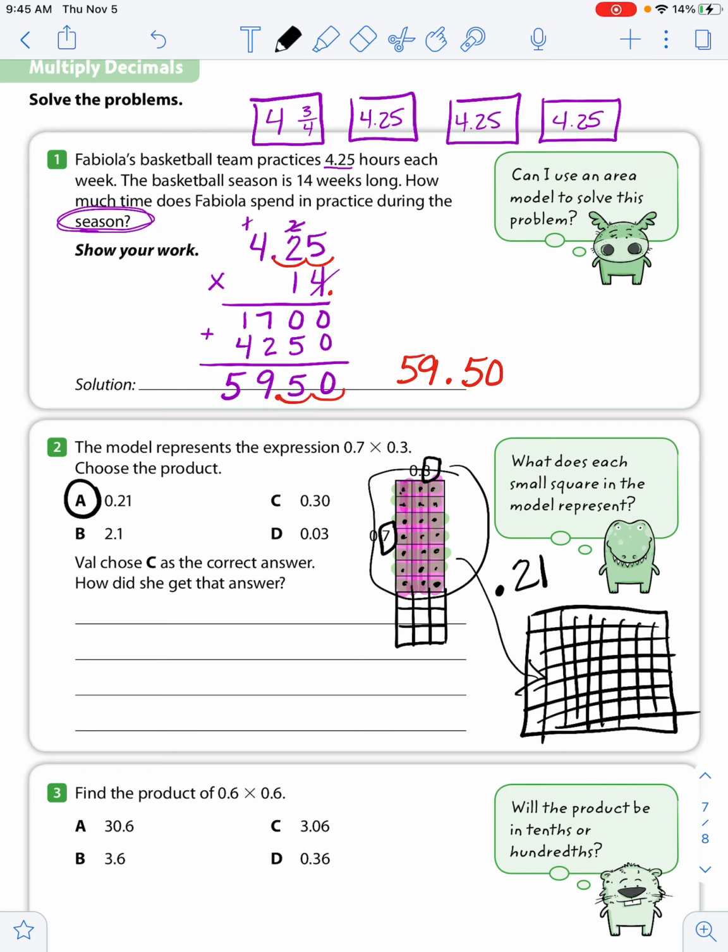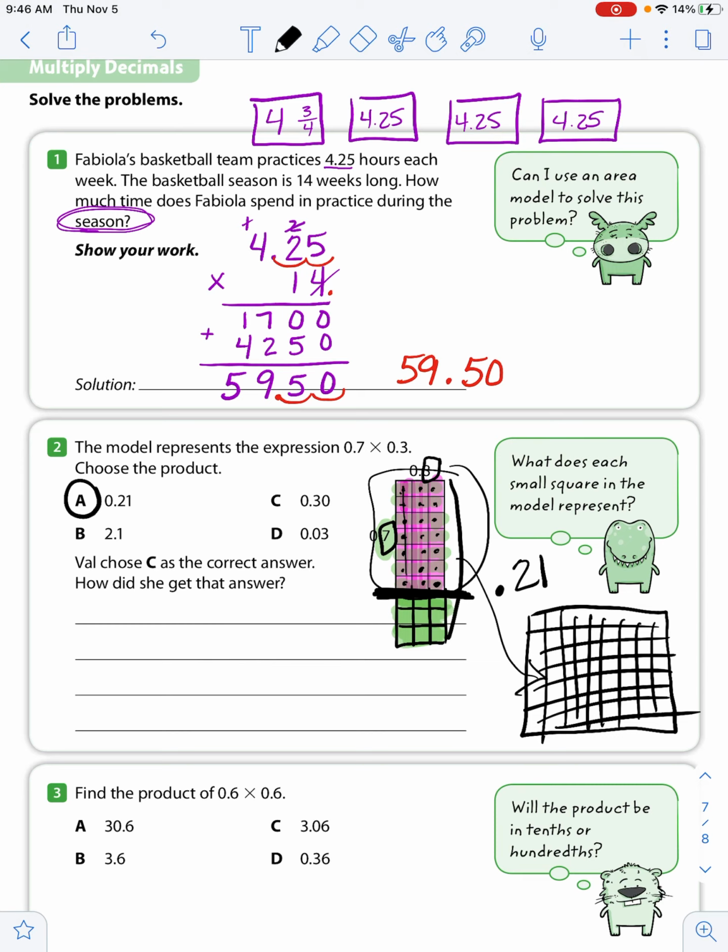Val chose C as the correct answer. How did she get C? Oh, I hate when they ask these questions. Well, let's see. How C? Oh, maybe they were thinking that 3/10 means that if they were shaded 3/10, this would be shaded all the way down. But because 3/10 is times 7/10, not the entire tenth, maybe that's why she thought it would be 30 hundredths, because it would be all the way down, all 10 of them. But remember, not all 10 of them are shaded, only 7 of those tenths.